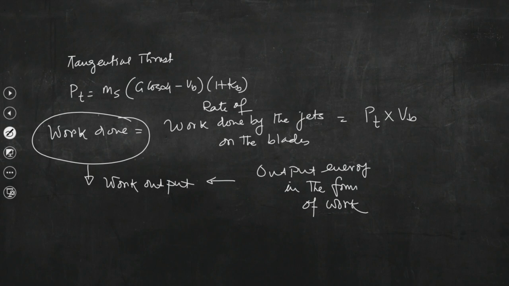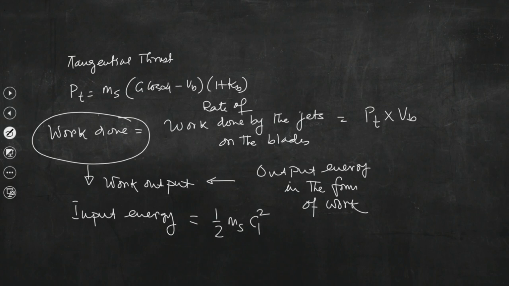What about input energy? So, input energy equal to half Ms into C1 square, because this is the absolute velocity of steam leaving the flow nozzle and striking the turbine blade. So, if ms is the mass flow rate or mass flow of steam, then we can write this.